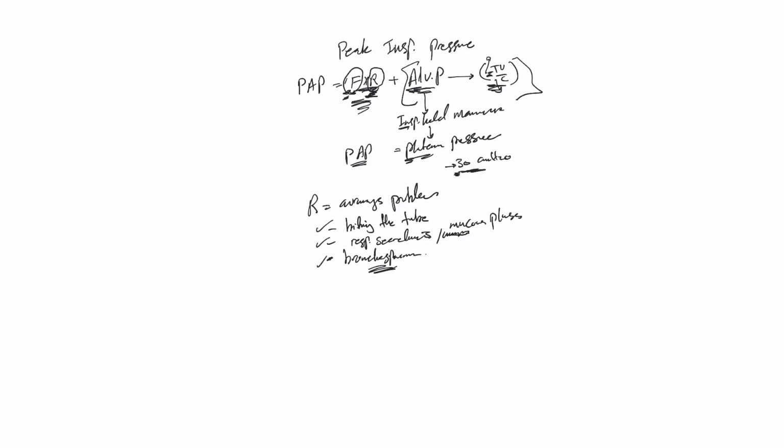This is how you approach an elevated peak inspiratory pressure. Remember, we want to keep the peak inspiratory pressure at 35 to 40 and less centimeter H2O.